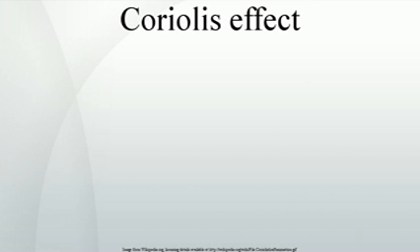Coriolis effect. In physics, the Coriolis effect is a deflection of moving objects when they are viewed in a rotating reference frame. In a reference frame with clockwise rotation, the deflection is to the left of the motion of the object. In one with counterclockwise rotation, the deflection is to the right.